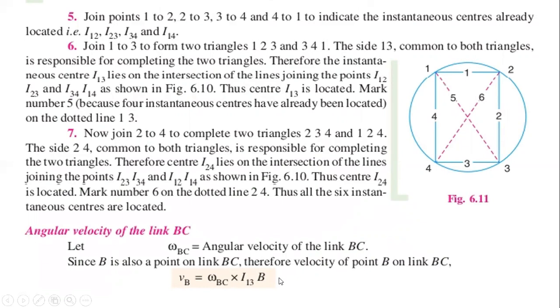Thus I13 is located. Mark number 5, because 4 instantaneous centers have already been located on the dotted line 13. So we are taking the 13 line as the dotted line and marking it as 5.